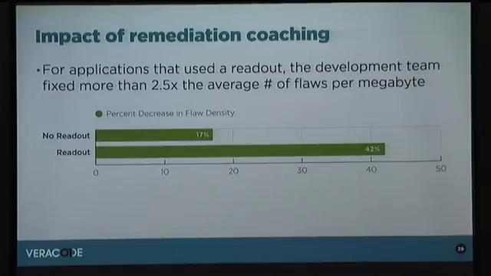So you'd expect that that would have a positive impact on remediation rates, but you never know until you measure it. So what we did was we looked at applications where there was a readout versus applications where there wasn't a readout. And we looked at the percent decrease in flaw density for that particular application. So again, comparing point A to point B timeline-wise for a particular application. So flaw density is fine there.